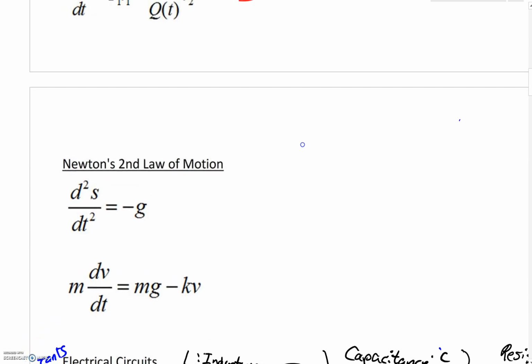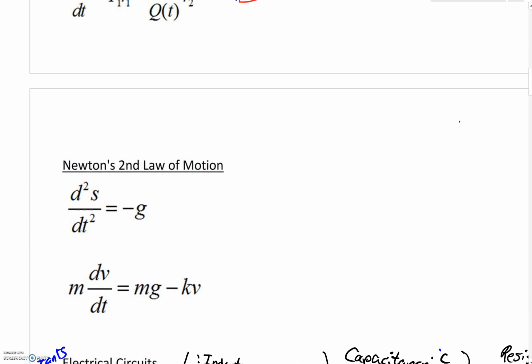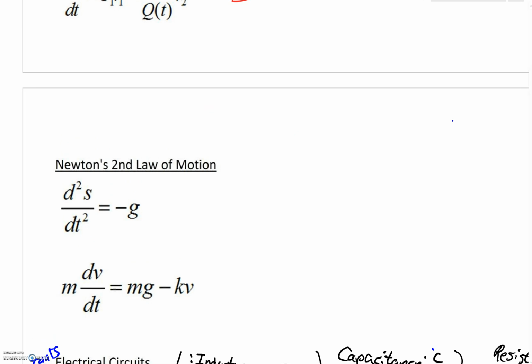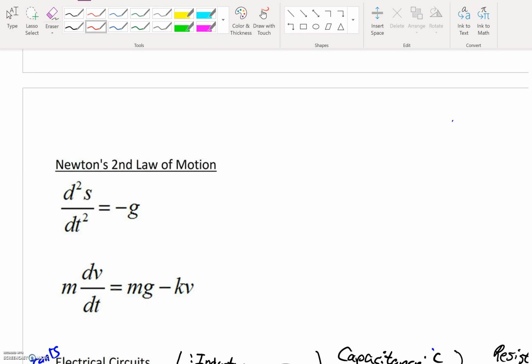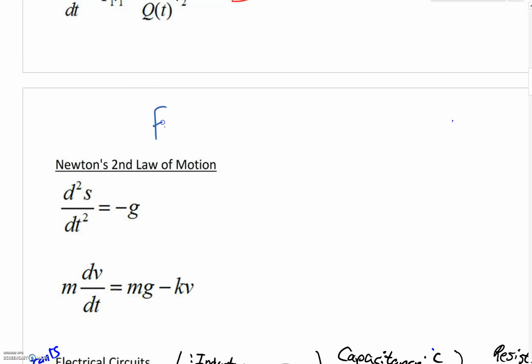Let's get into some physics though right here. Newton's second law of motion. Wow, one of the most famous formulas that you're going to see. F equals ma, right? So Newton's second law of motion. Let's assume that only gravity acts on an object, and you would be told this as well. If that's the case, what you're going to see is this.